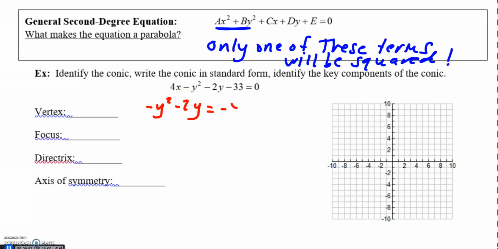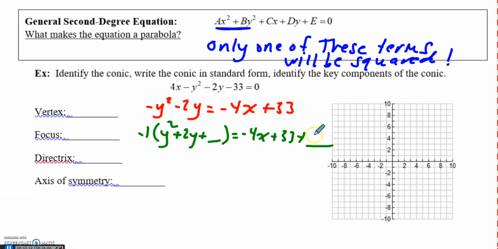I'm going to move the 4x over by subtracting it, and I'm going to move the 33 over by adding it. I'm going to take a GCF out of -1. When I do so, I'll be left with y squared plus 2y, negative divided by negative, plus blank equals -4x plus 33 plus blank. Now I can't complete the square on this side because my x term is not squared. So I'd have -1. My b over 2 squared is going to be 1. And then on this side, I'd add a -1 because -1 times 1. So I'd have y plus 1 squared equals -4x plus 32 on this side.